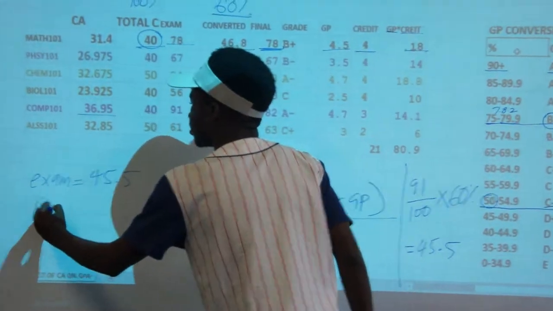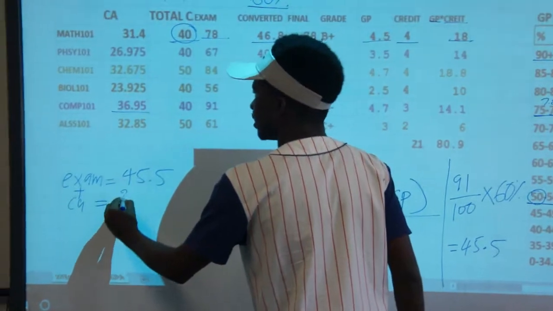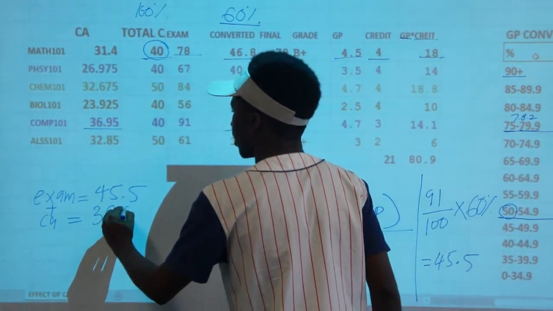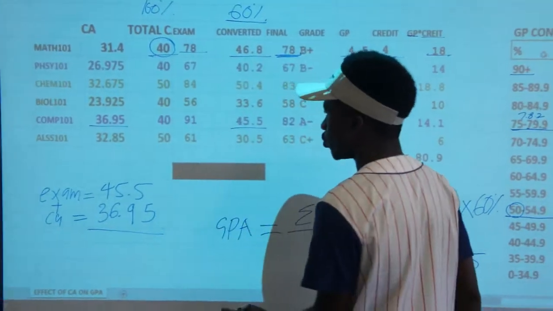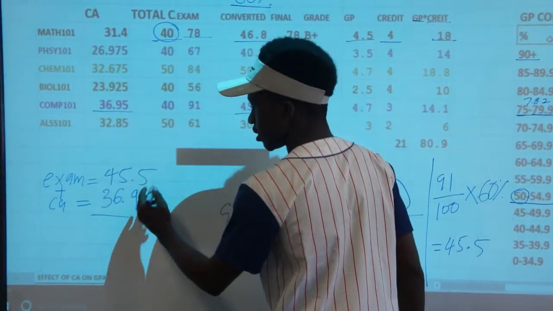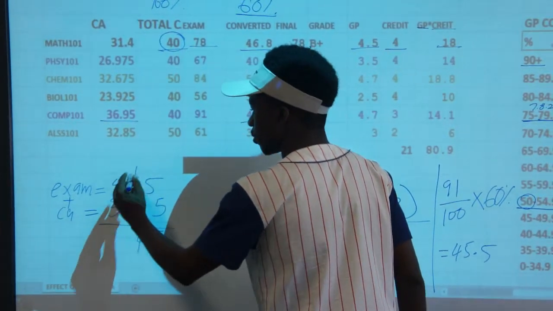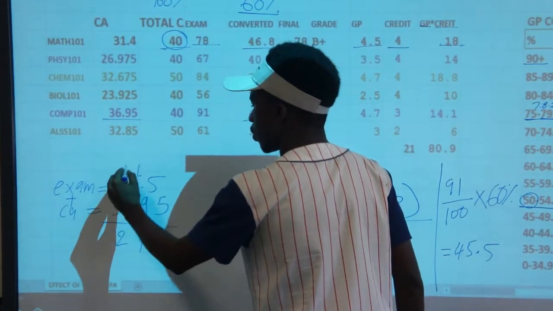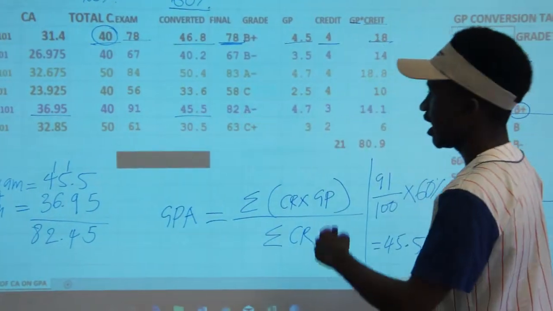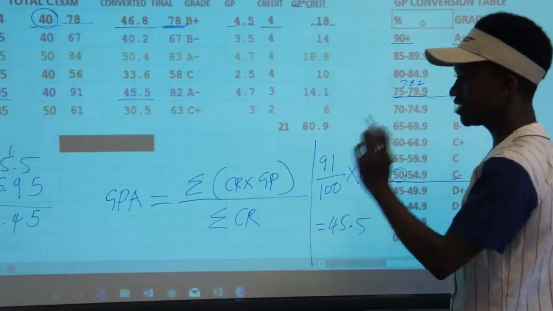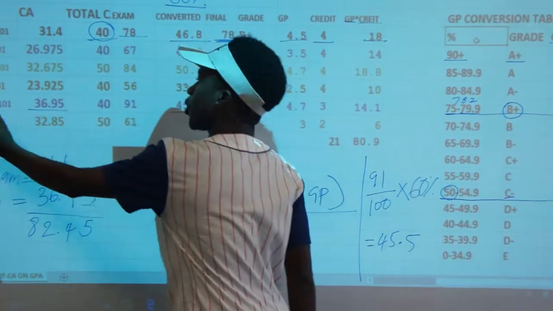So you're going to add it to CA, which is 36.95, and this gives you 82.45 as your final mark. And this 82.45 is your final mark for Comp 101.